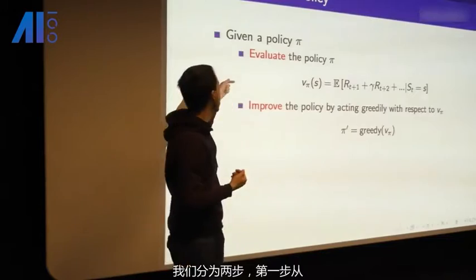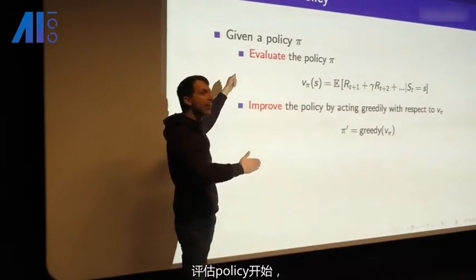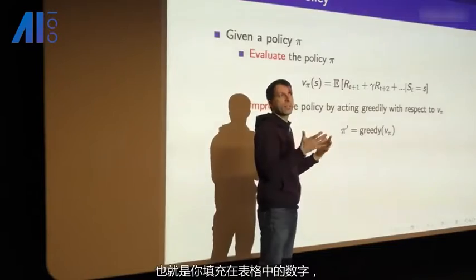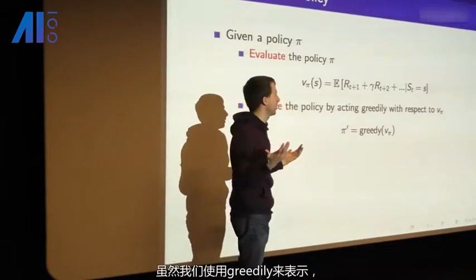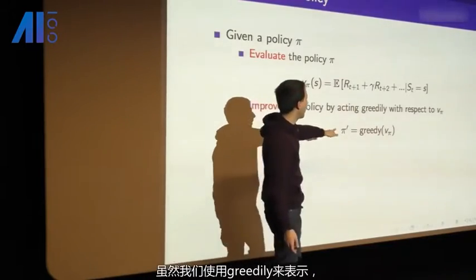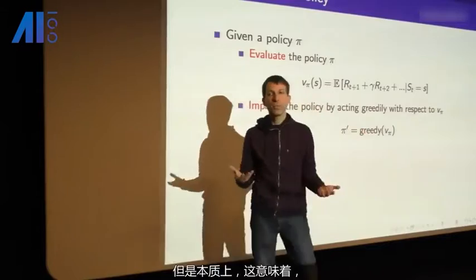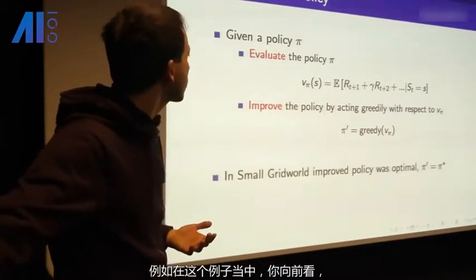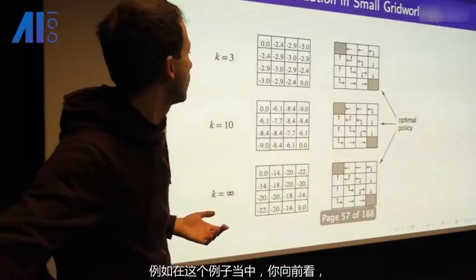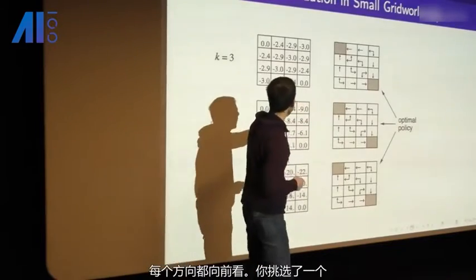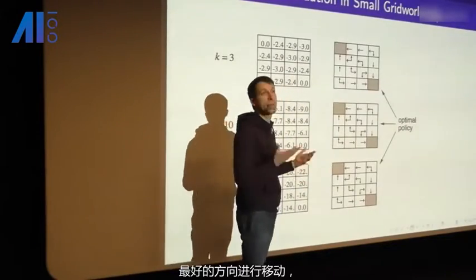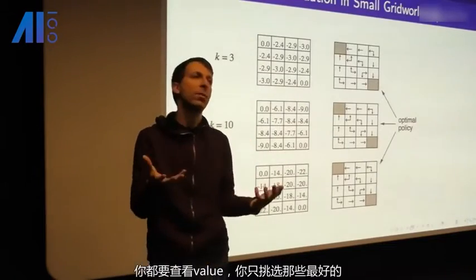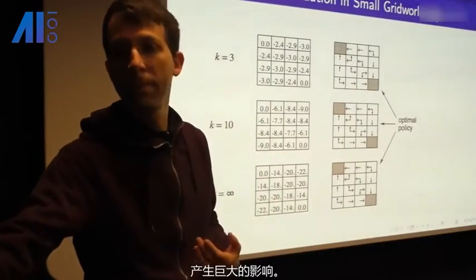So we just need these 2 steps. You start with a policy, you evaluate that policy, and then you act greedily with respect to the numbers that you filled in, with respect to your value function. We'll define precisely what we mean by greedy, but essentially we mean precisely what we saw in the last example, where you just look ahead in each direction and pick the one which is the best. You consider each action, look at the value of where it takes you, and pick the one which is best. That's what it means to act greedily.